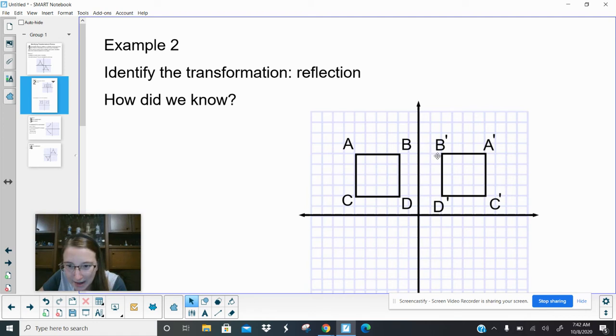Because it needs to be the same distance away, right? B is 2 away here, B is 2 away here. So it flipped over this line. What is this line? This is the y-axis.